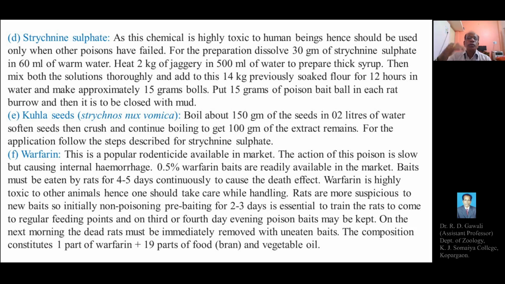So these two solutions are mixed together and added to 14 kilogram of flour previously soaked for 12 hours in water to make approximately 15-gram balls or poison baits. And in each of the rat burrows, about 15 poison baits can be kept, and then it is closed with mud.